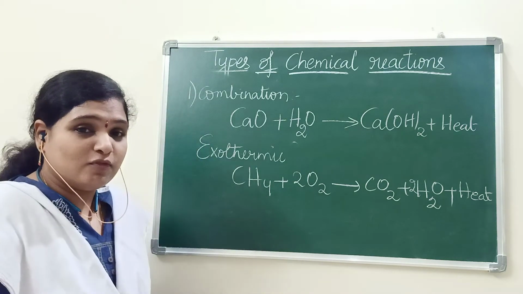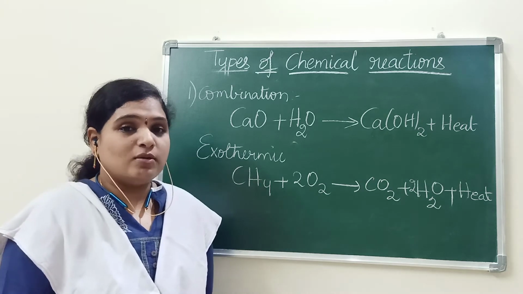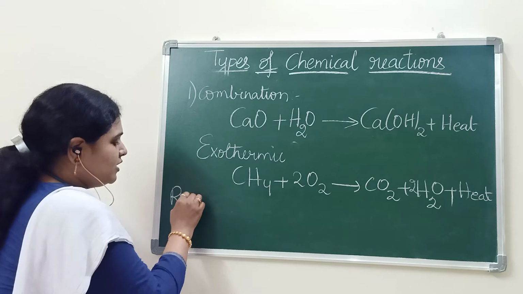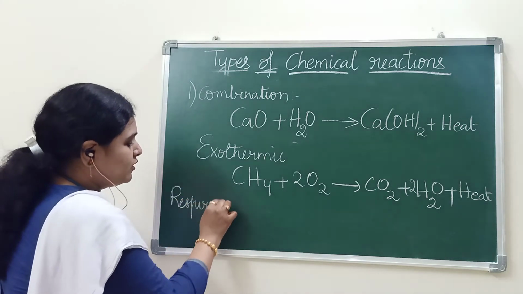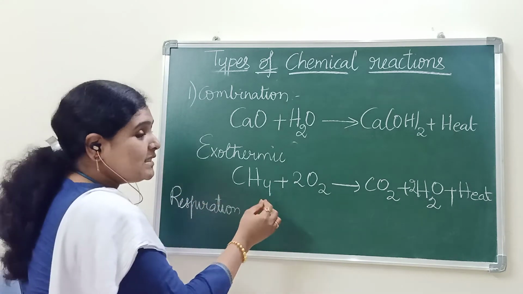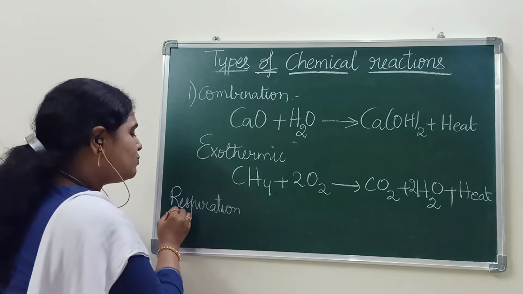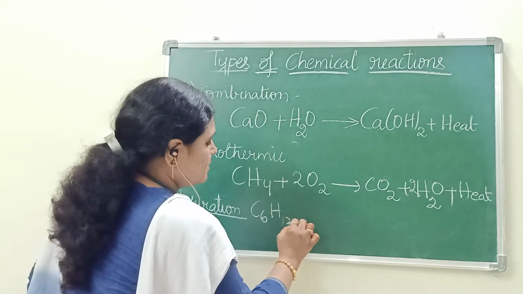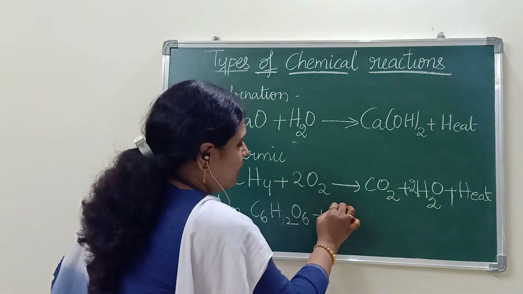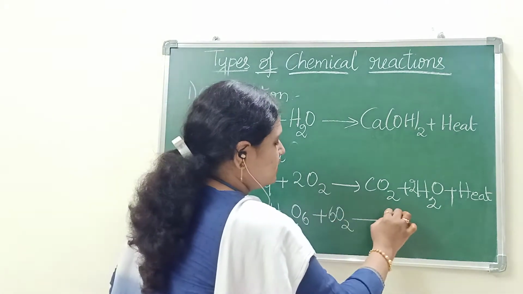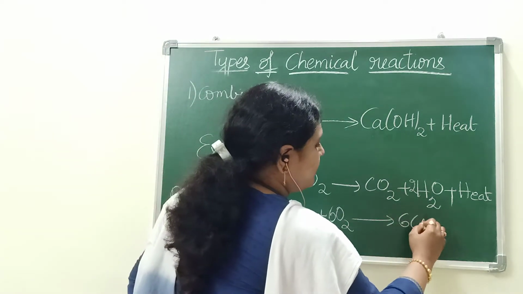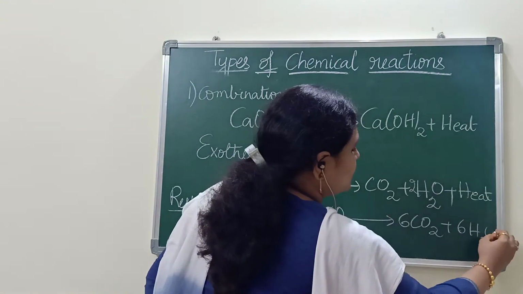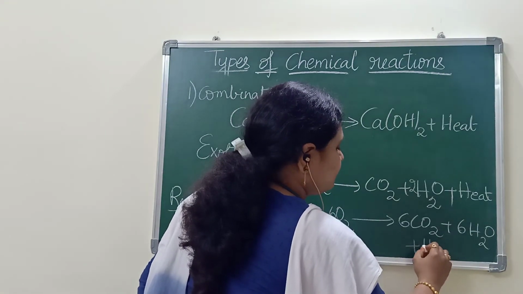What is another example of an exothermic reaction? Respiration. What is the reaction involved in respiration? We have to know. C6H12O6, this is glucose, on combustion with oxygen, leads to the production of carbon dioxide and water along with heat.